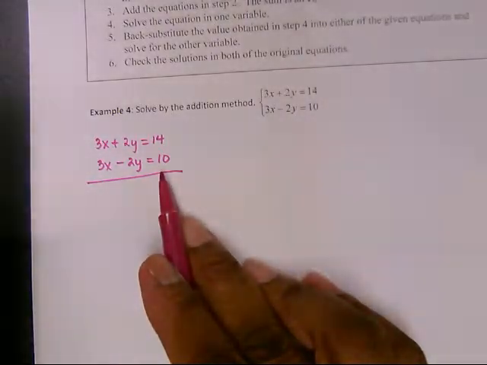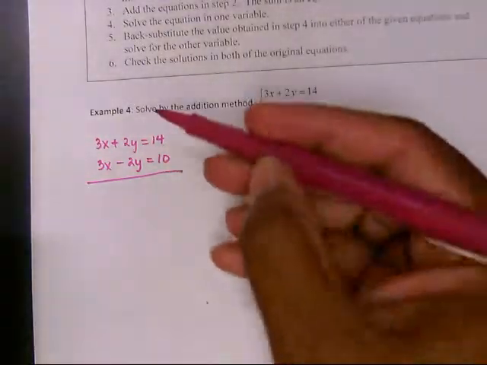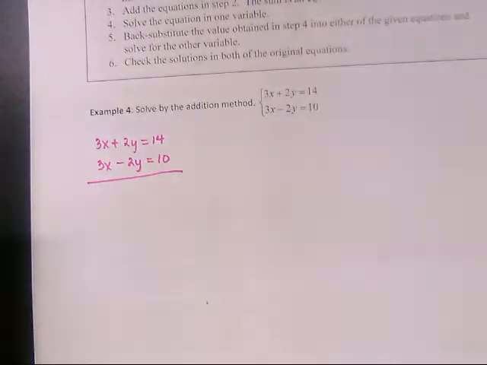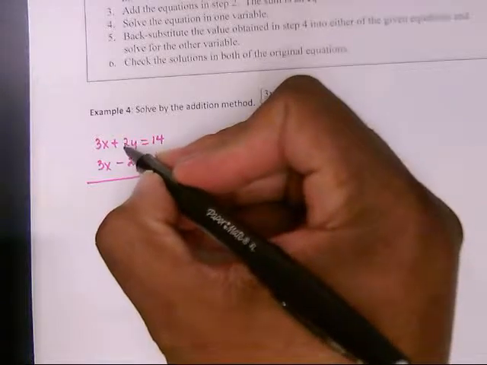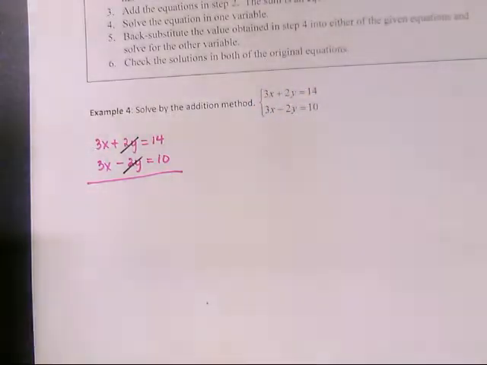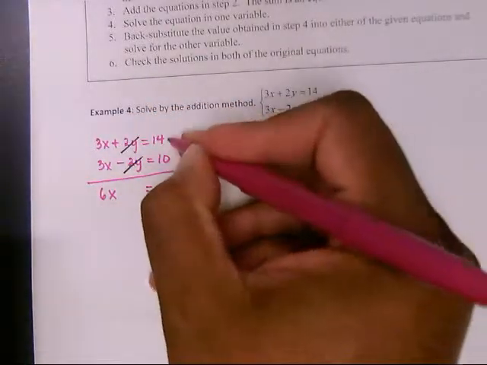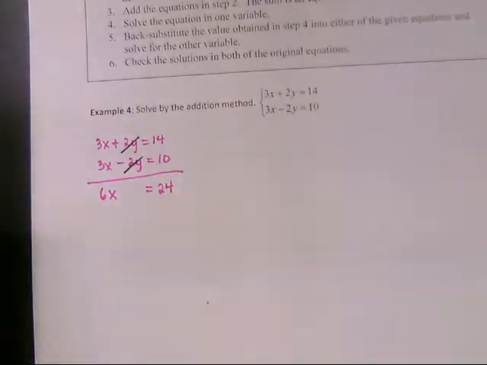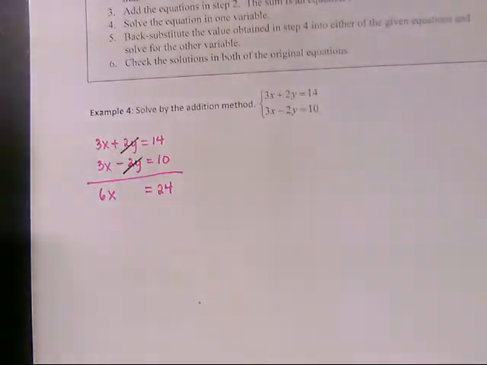And we're not going to need to multiply either equation or both equations by non-zero numbers here, because notice I got a plus 2y and a negative 2y. I can go ahead and just simply add those two equations together. If you notice, the plus 2y and the minus 2y will give me 0. So here's what I'm going to add. 3x plus 3x, that's 6x. And that's equal to 14 plus 10, that's going to give me 24. And again, the plus 2y and the minus 2y add up to 0. So now I have an equation that's in a single variable, 6x equal to 24.